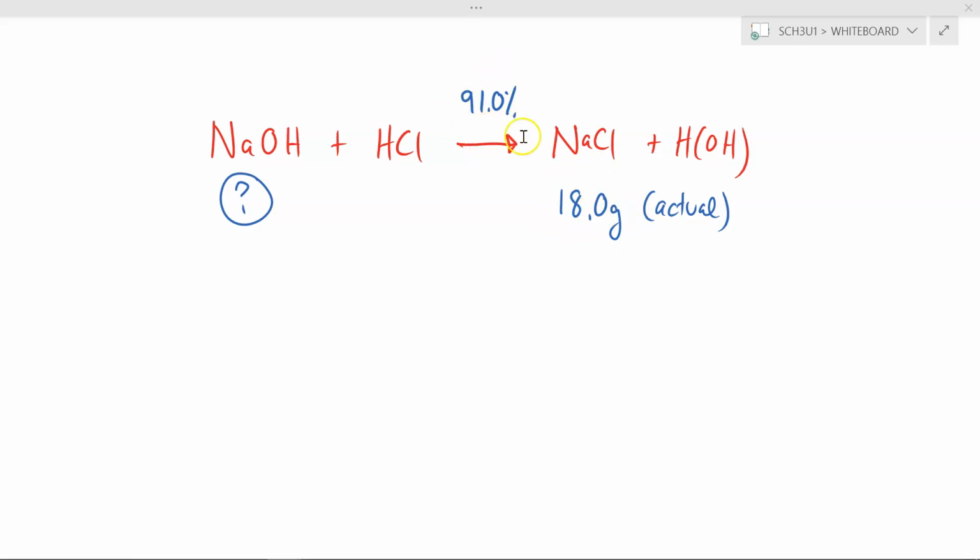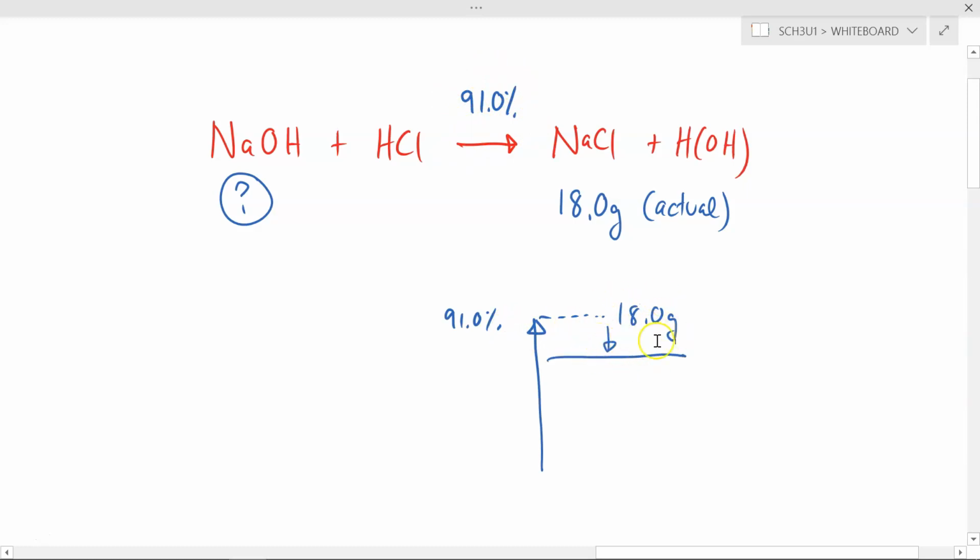So if this reaction is only 91% successful, then I know if I aim for 18 grams, I'm going to end up with less than 18 grams. So what I need to do is aim higher so that when the 91% success rate comes through, I end up dropping to the value that I want. So the question is, how much sodium hydroxide do I need to overestimate the value theoretically I should get so that I end up with an actual value that I do want, 18 grams?